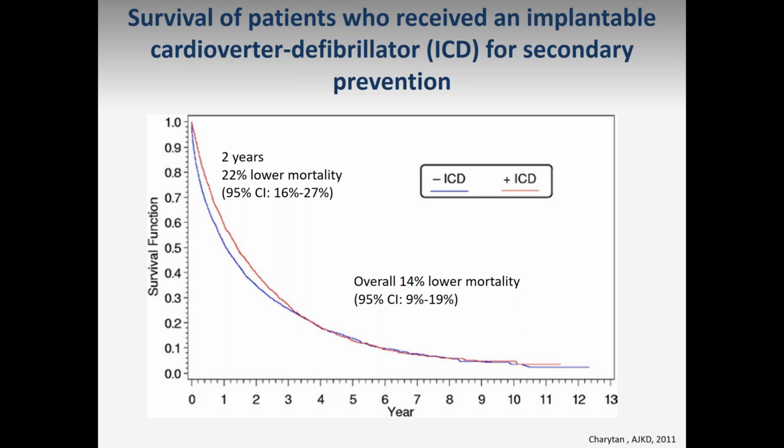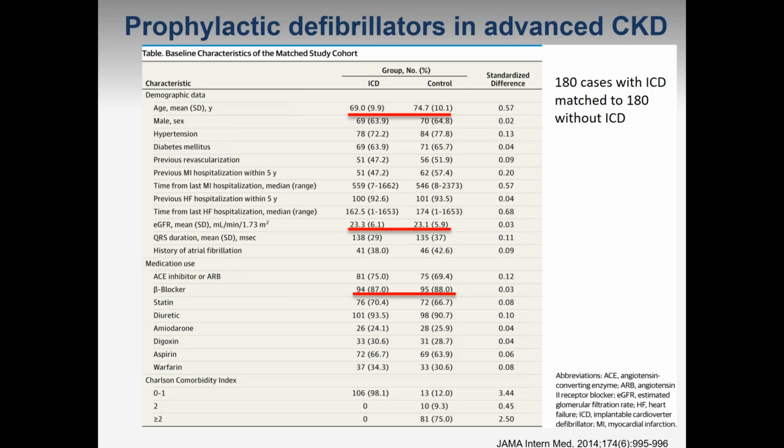So the question comes up, how do you actually manage these patients, and how can we actually think about preventing disease? We did a similar analysis in those who had advanced chronic kidney disease in a non-dialysis population, and we were able to show quite similar results in those who had very advanced chronic kidney disease, with a mean age of about 69 in those who got an ICD versus a control population of about 75. And a lot of them were on a beta blocker.